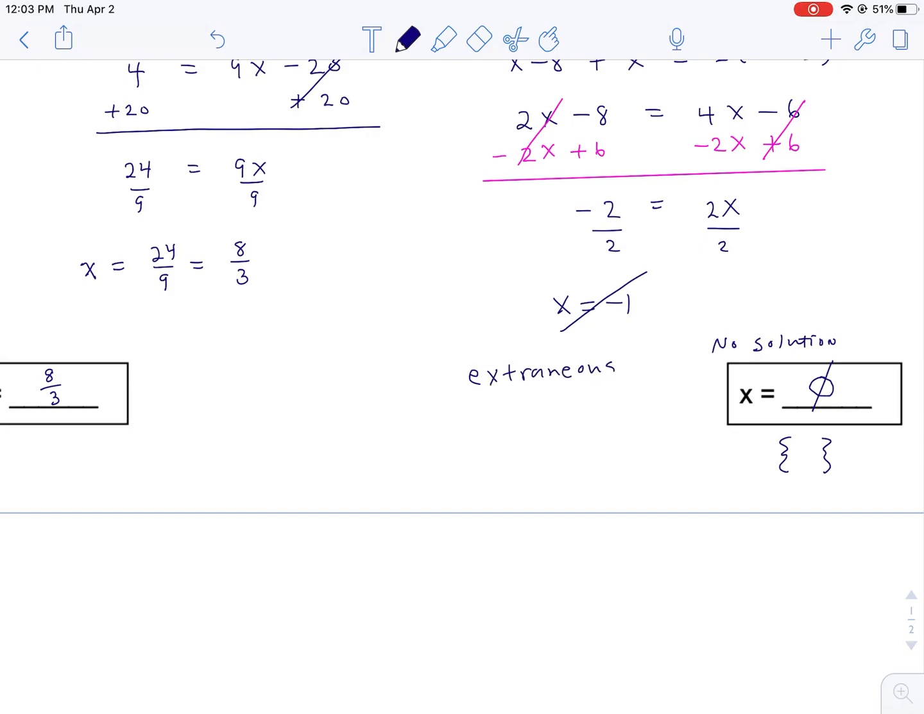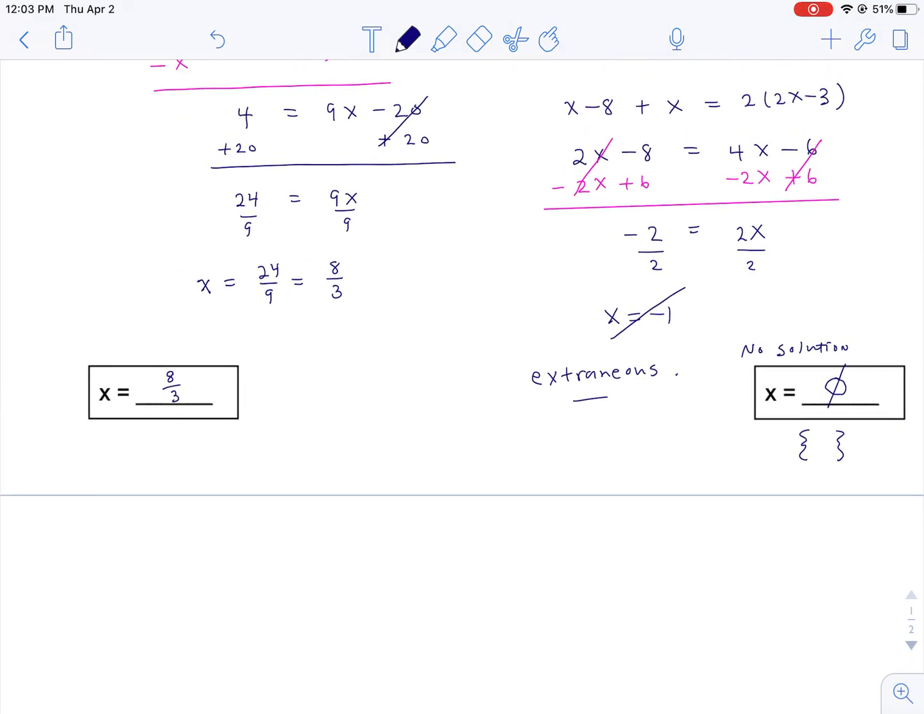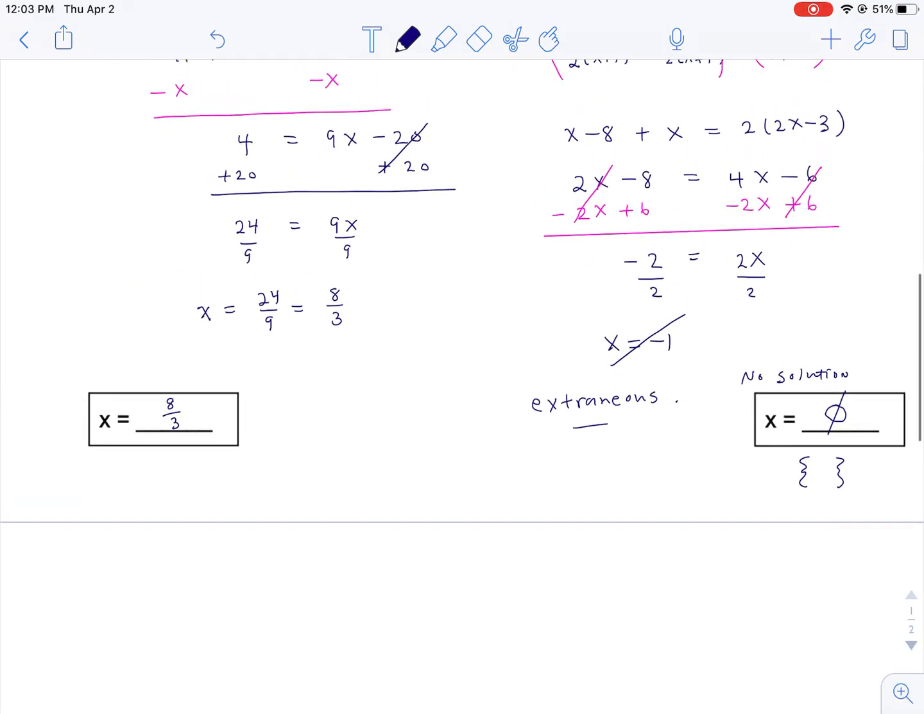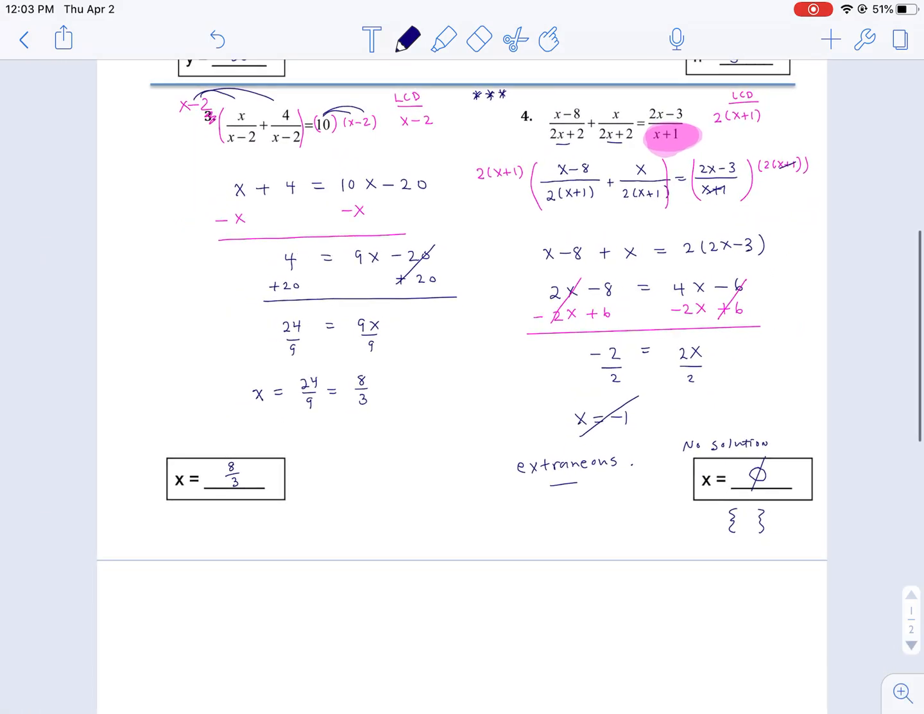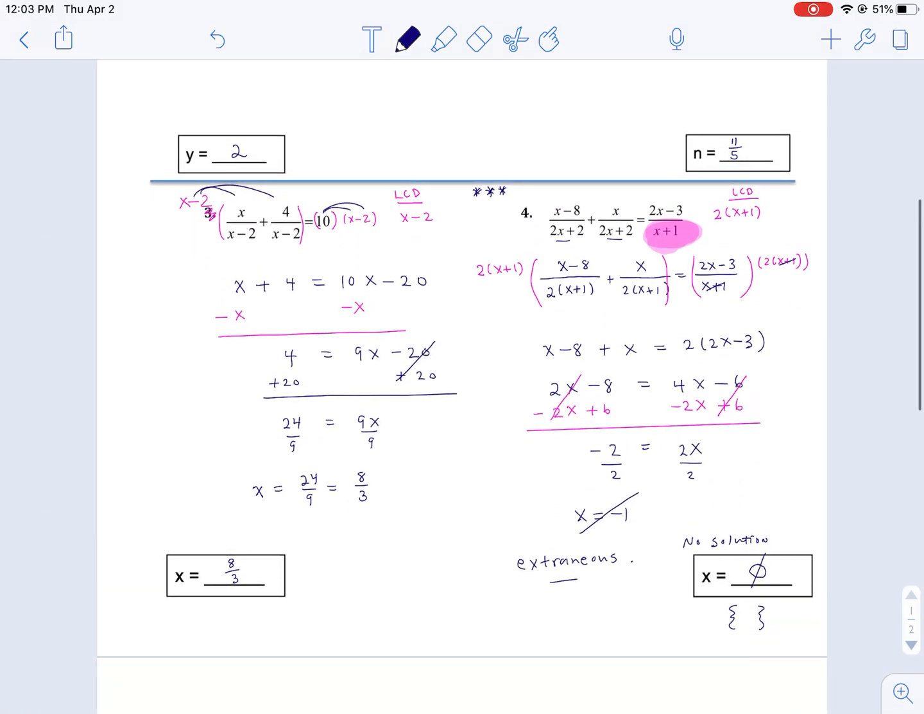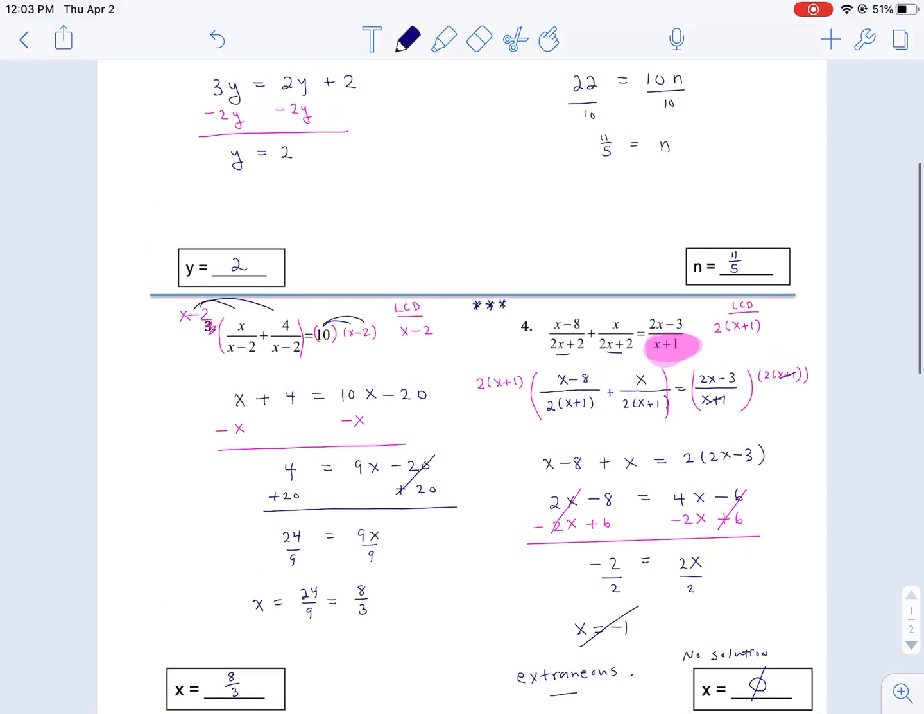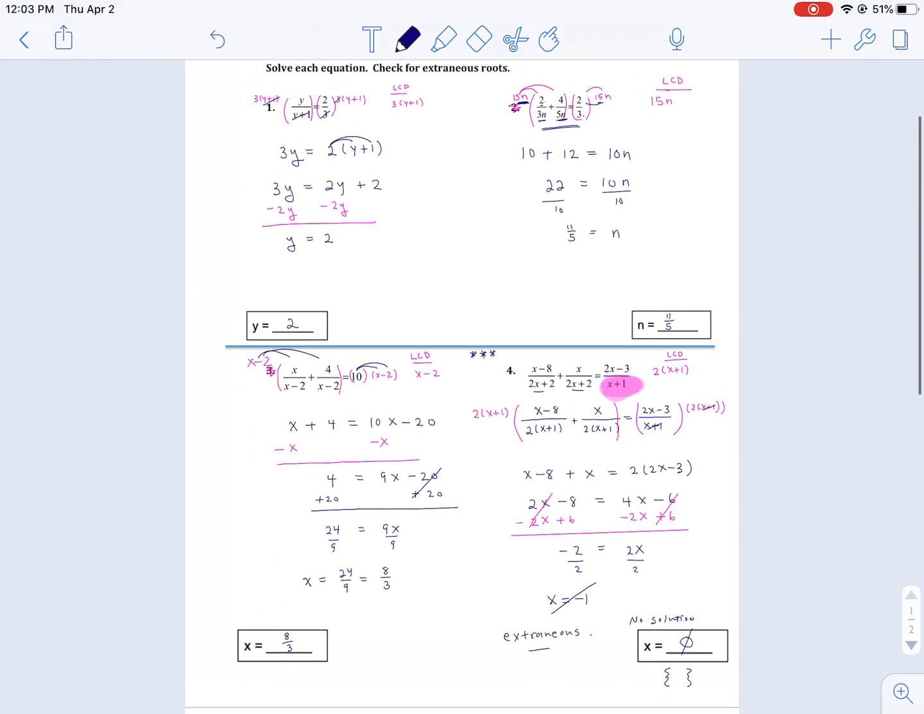Shows up a couple times in math. I think you're used to it from radical equations. Every now and then it shows up in rational equations. So that's it. That's why that was tricky. You know, you do all that work and then the answer you get doesn't even work when you plug it back in. Also shows you why you got to plug your work back in.